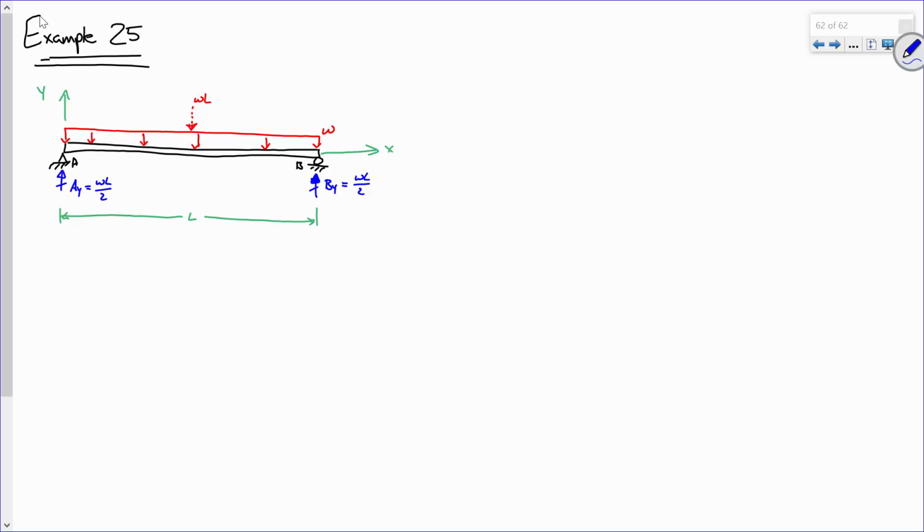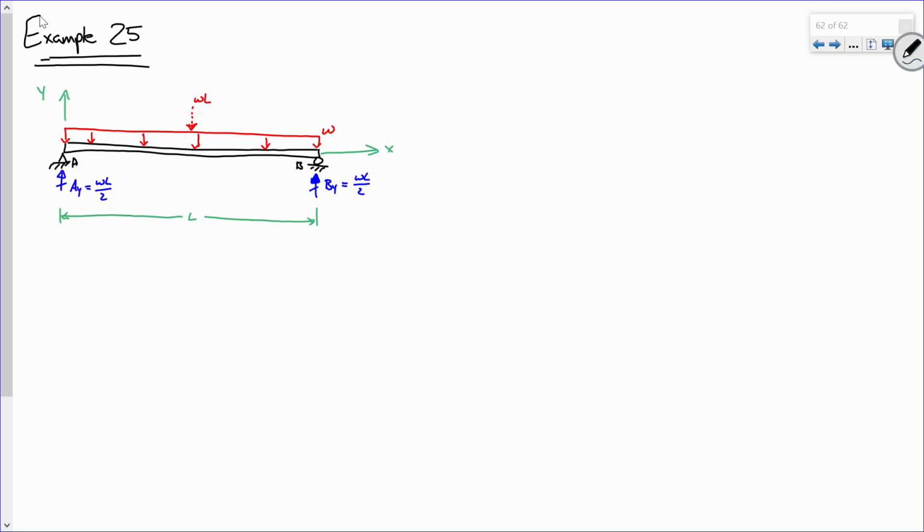Sound good? Okay. Now, what I'm going to do is something a little differently than I've done in problems before. I'm going to cut a section and try and derive an equation for a moment. Now, before I do that, let's just make sure we're aware of what would go on from a shear and moment diagram perspective.